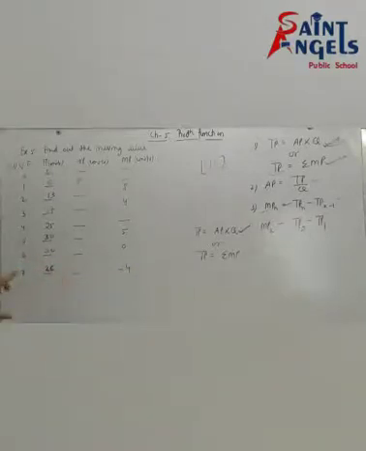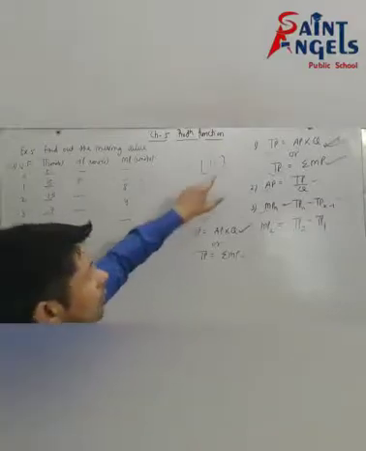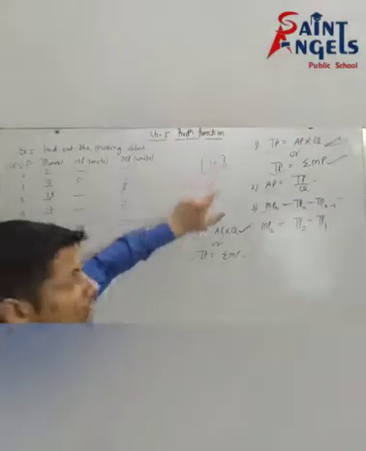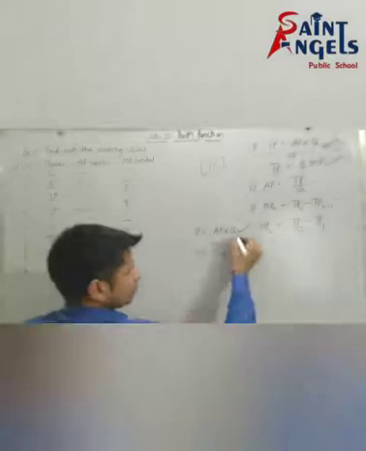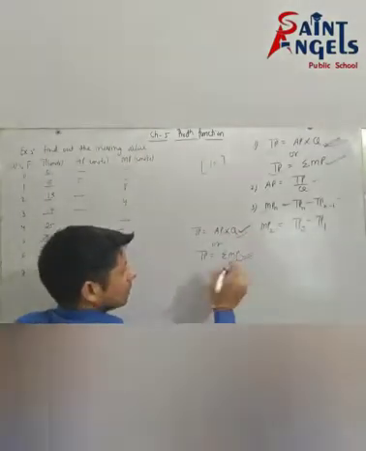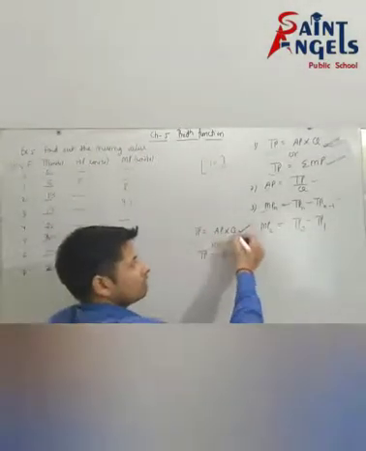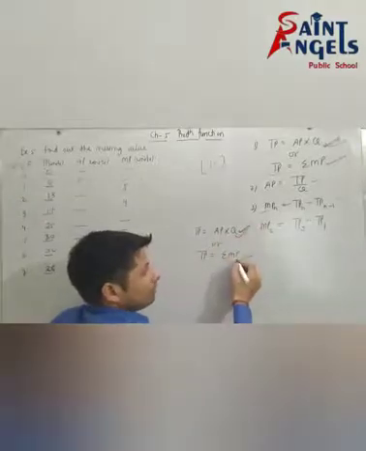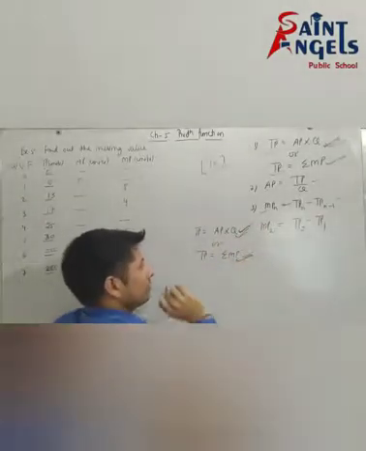So I hope all of you have understood how will you calculate value of TP. For this type of question, you will calculate first of all value of TP, and you will use either this formula or this formula. Suppose value of AP is given, then you will use this formula, and value of MP is given, then you will use this formula.